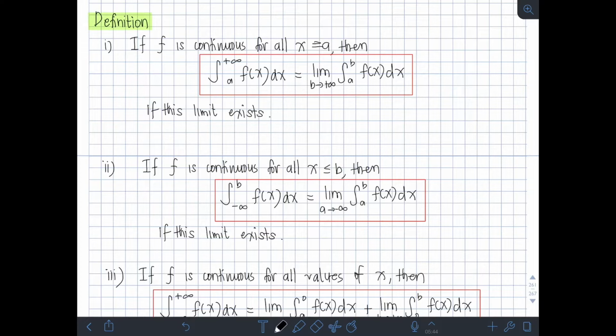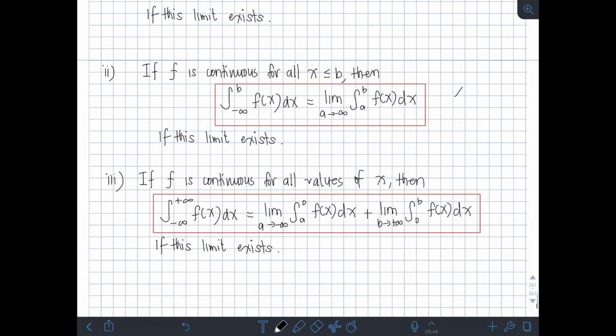So, for the first case, if f is continuous for all x greater than or equal to a, then integral of f of x dx from a to positive infinity is equal to the limit of integral of f of x dx from a to b as b approaches positive infinity if this limit exists. Next, for case 2, if f is continuous for all x less than or equal to b, then integral of f of x dx from negative infinity to b is equal to the limit of integral of f of x dx from a to b as a approaches negative infinity if this limit exists.